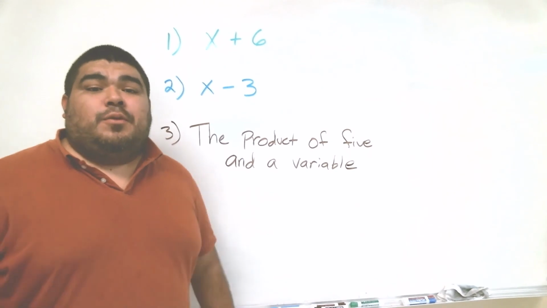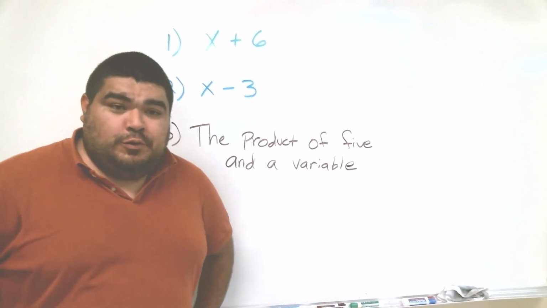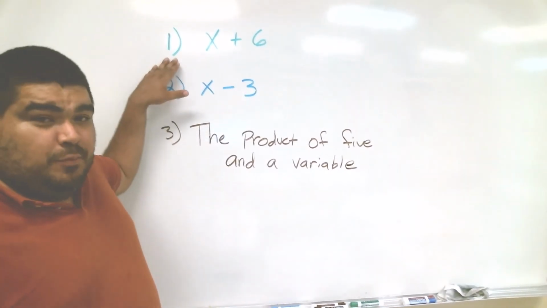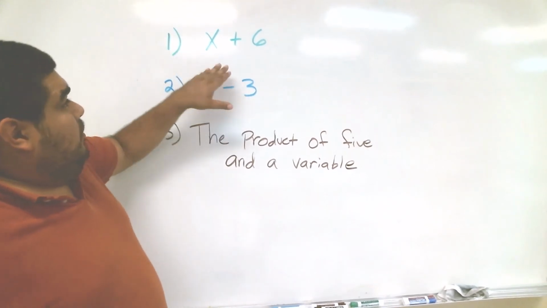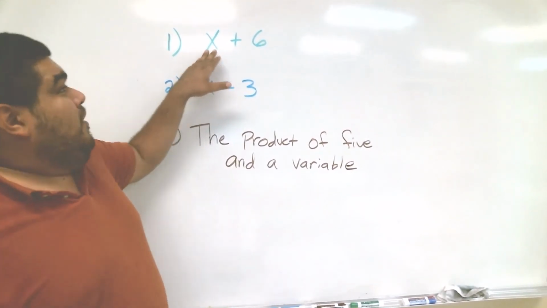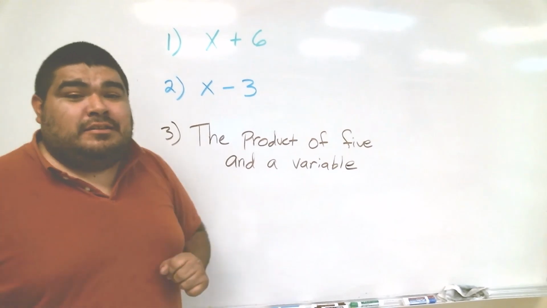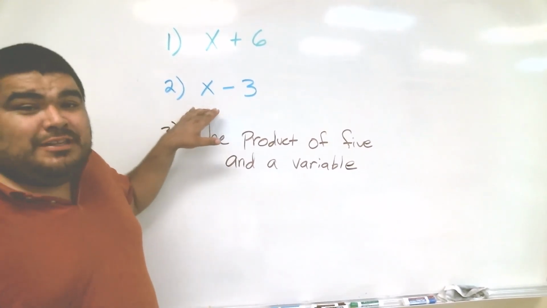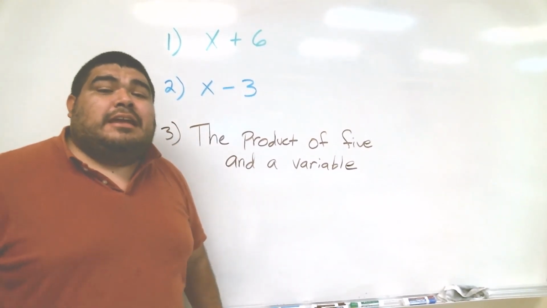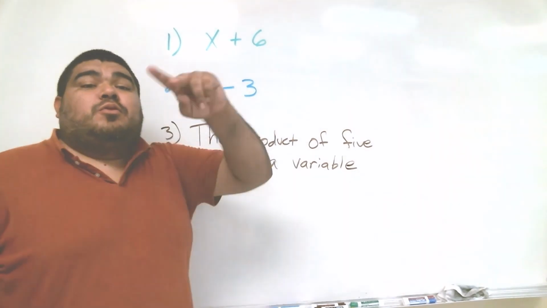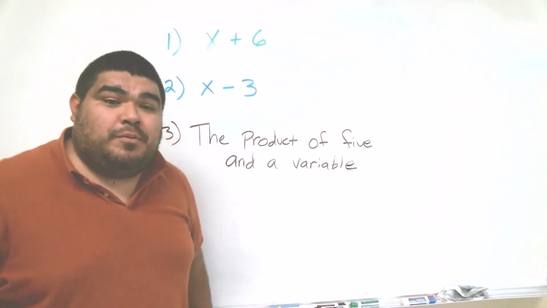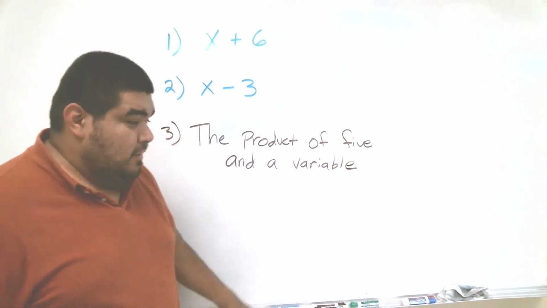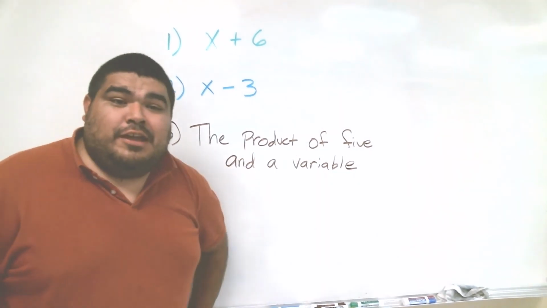Here's your assignment for today. You have 3 problems. Number 1, you're going to turn it into word form. We have x plus 6. Number 2 is x minus 3. And the third one, you're going to do the opposite. You're going to turn it from word form into an actual equation. The product of 5 and a variable.